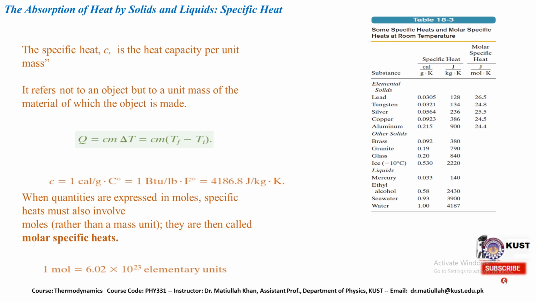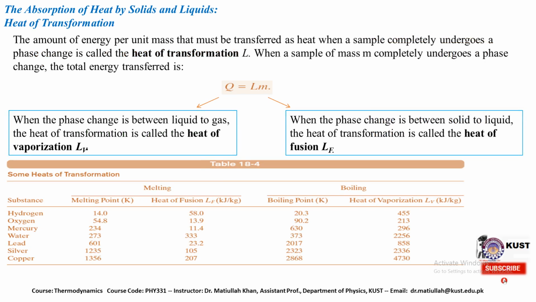We have the values of the molar specific heat at room temperature for different materials, starting from lead to water. We have heat of transformation, heat of vaporization and heat of fusion. That is the transformation of a substance between different phases. It is the amount of energy per unit mass that must be transferred as heat when a sample completely undergoes a phase change, and it is represented by L. So when a sample of mass m completely undergoes a phase change, the total energy transfer is Q is equal to Lm.